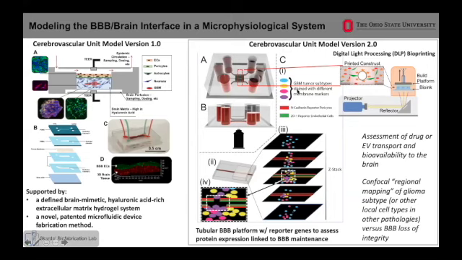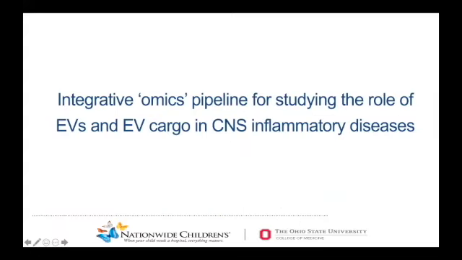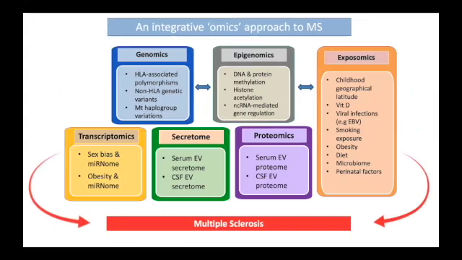This has all been done in the context of brain tumors, but again, we could use this to assess drug or EV transport and bioavailability to the brain. So that's an active area of interest for us. And then lastly, we have an integrative omics approach to MS.